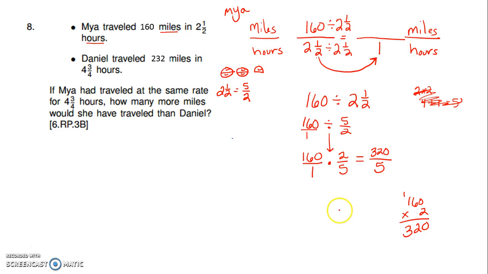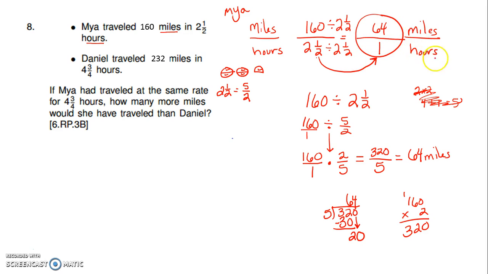You could long divide that off to the side. 320 divided by 5. 5 goes into 32 6 times, so that 6 goes right above the 2. 6 times 5 is 30. Subtract off, you have 2 left over. Bring down the 0. 5 goes into 20 4 times. So this must be 64 miles in 1 hour. So she can go 64 miles in 1 hour. That's her rate. 64 miles per hour is a rate.